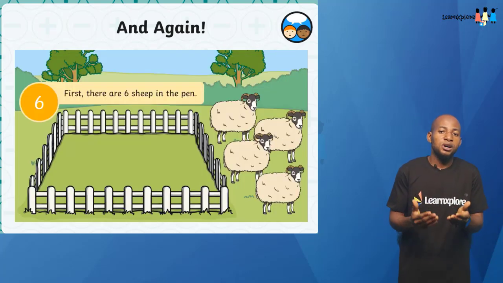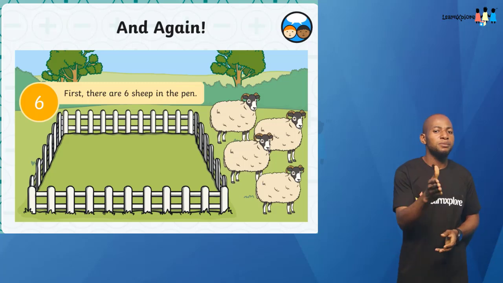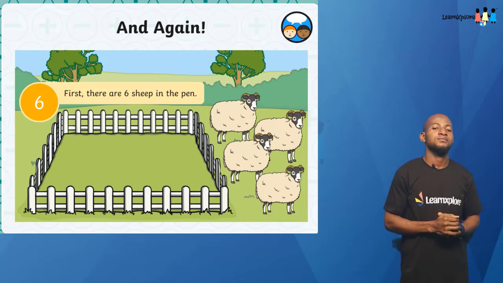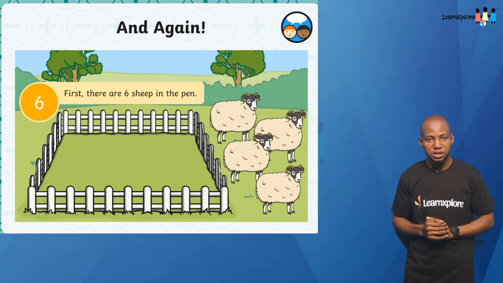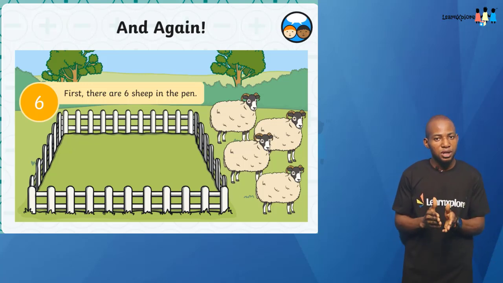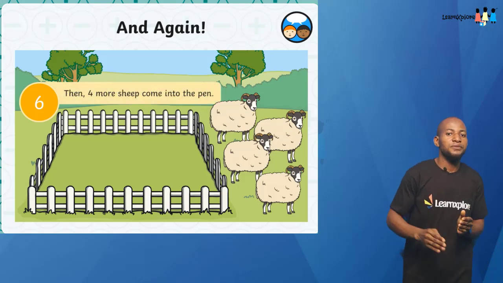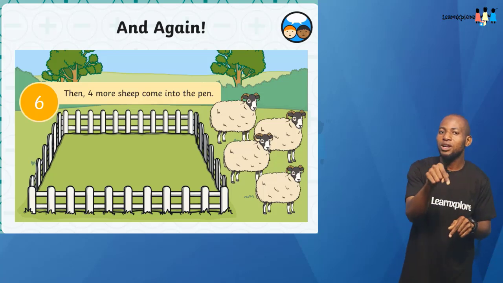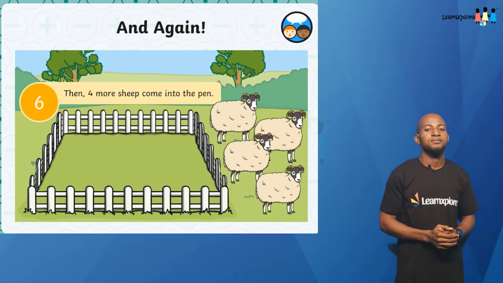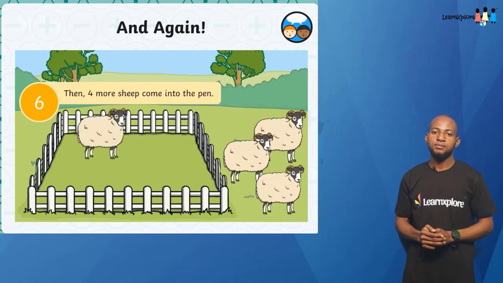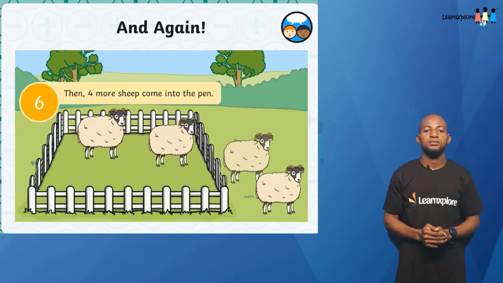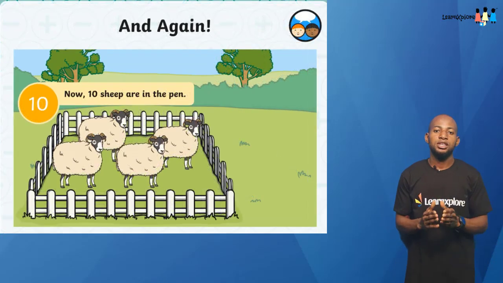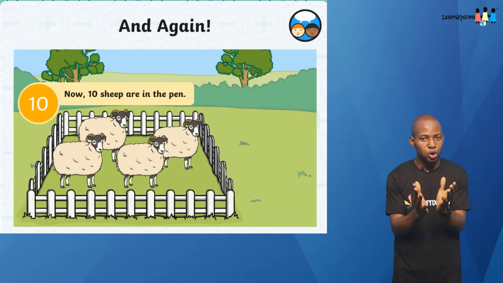And again, he's found some more sheep. Can you help the farmer James by counting on as the sheep go in the pen? First, there are 6 sheep in the pen. Then he found 4 more. Can you help Farmer James by counting on as the sheep go in the pen? 7, 8, 9, 10. Now there are 10 sheep in the pen altogether.